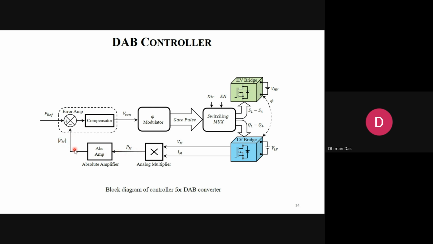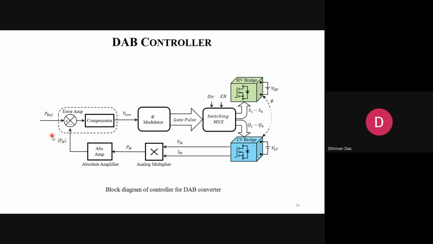So here you can see, if you pass PM through the absolute value amplifier, you have the mod of PM. That means irrespective of the magnitude, you just have the sampled value, only the value irrespective of the sign.